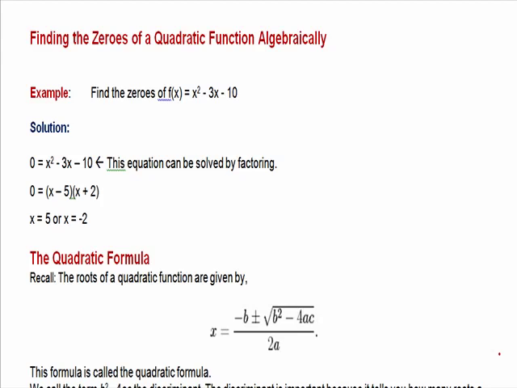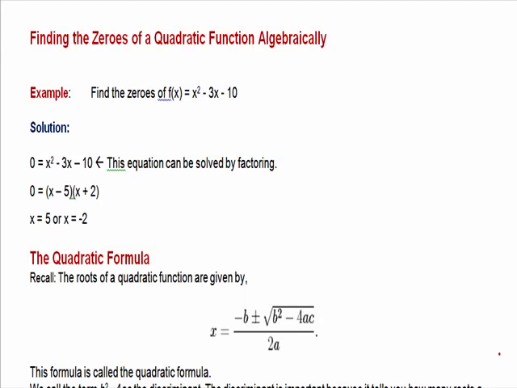Let's now look at finding the zeros of a quadratic function algebraically. I'm sure that you have all done this particular process before, so let's refresh our memories on what we need to do. So I'd like to find the zeros first of the function f of x is x squared minus 3x minus 10.